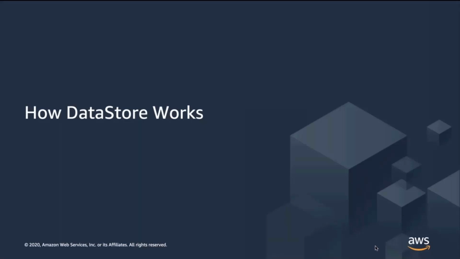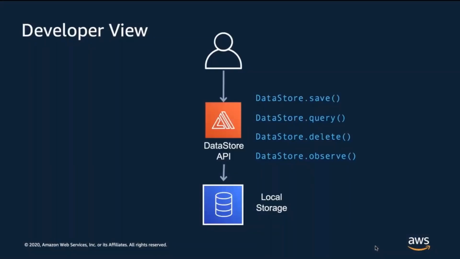So let's look at how DataStore works. The developer's view of DataStore is very simple, as we discussed. You've got 4 basic operations on the DataStore object. You can save, query, and delete, and those take care of your basic CRUD operations. You also have a 4th operation called observe.